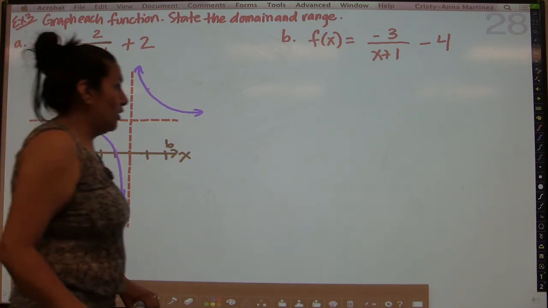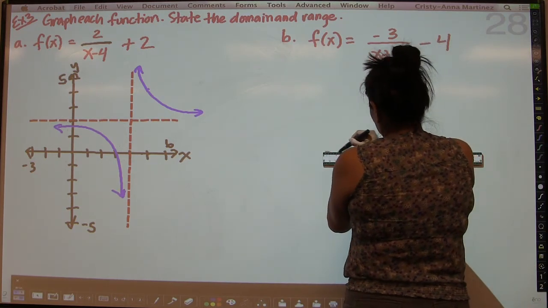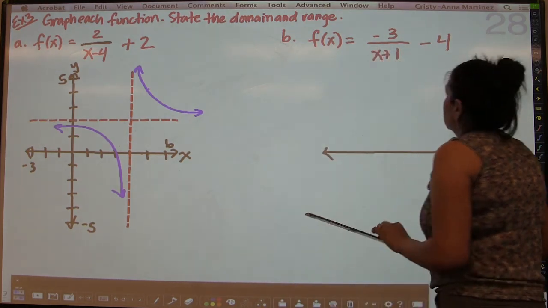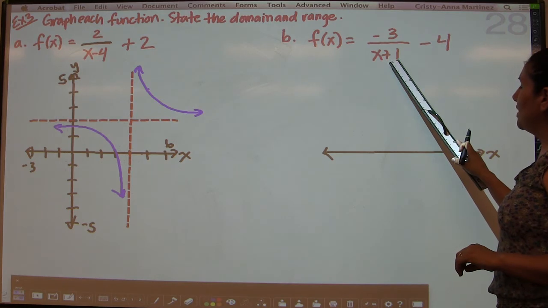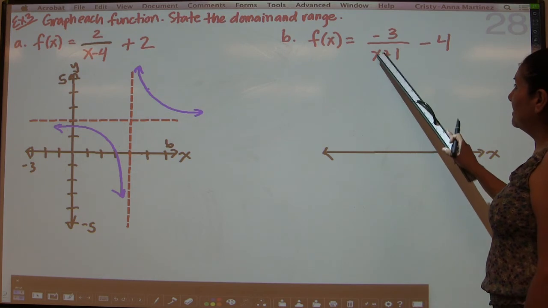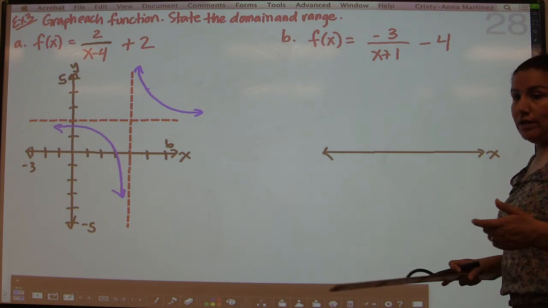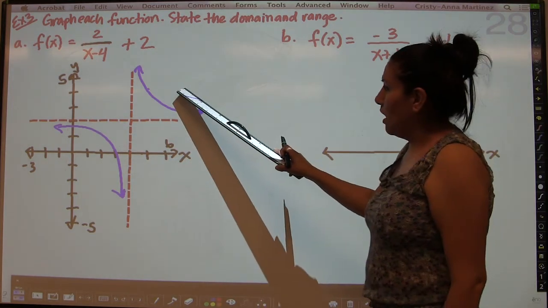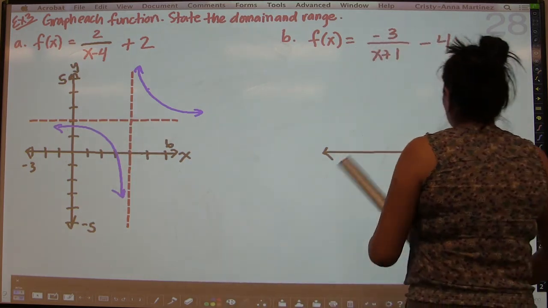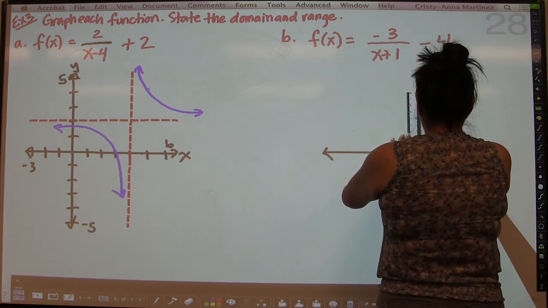So now we're going to go over here and we're going to do the same thing. What you're going to see in this case is the +1 is going to shift our graph 1 unit to the left this time. The -4 is going to shift it 4 units down. And because it's a -3, not only is it going to have a vertical stretch factor, it's also going to be inverted. The branches are not going to be in the top right and the bottom left. They're going to be in the top left and bottom right. Okay, so we're going to go ahead and graph this little guy.